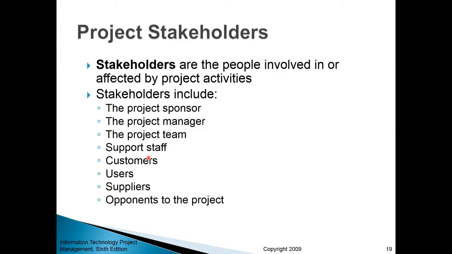the customers of the company that will be affected by this project. Users, meaning the people who will end up using the outcome of this project. Let's say you develop an information system as a result of a particular project, and users will be using it. Suppliers, meaning organizations that supply something to your organization, and also opponents to the project. I mean, you also need to keep an eye on those stakeholders who oppose your project for various reasons.